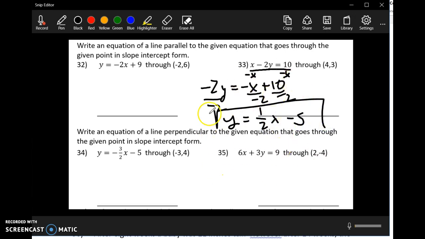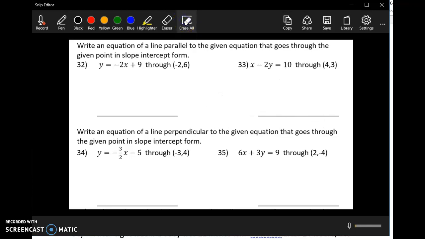Well, that would be part of my answer because that gives me a very important piece of information. That gives me my slope. I'm going to erase all that and keep that on the side. So we found this. Whoops. We found this. So now we know its slope. Its slope is 1/2.